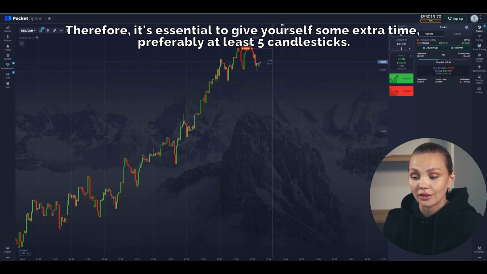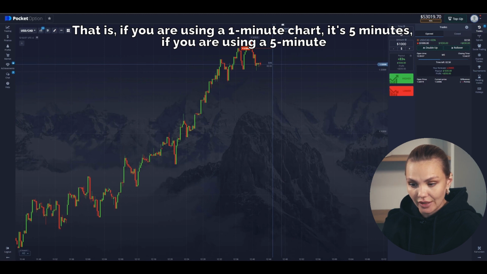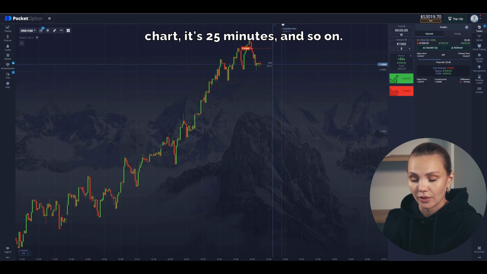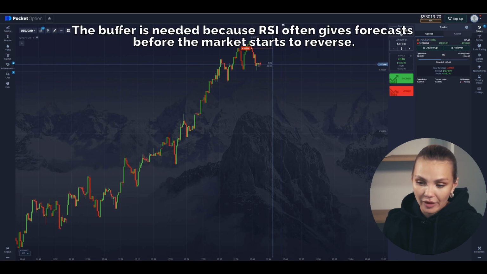Therefore, it's essential to give yourself some extra time, preferably at least 5 candlesticks. That is, if you're using a 1-minute chart, it's 5 minutes. If you're using a 5-minute chart, it's 25 minutes, and so on. The buffer is needed because RSI often gives forecasts before the market starts to reverse.